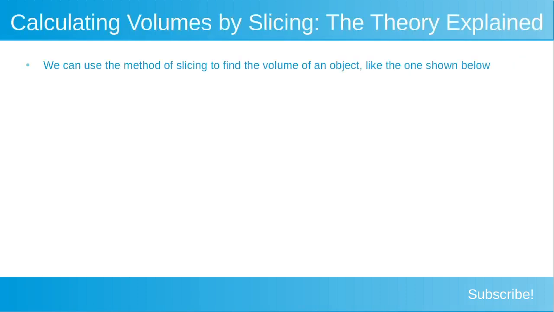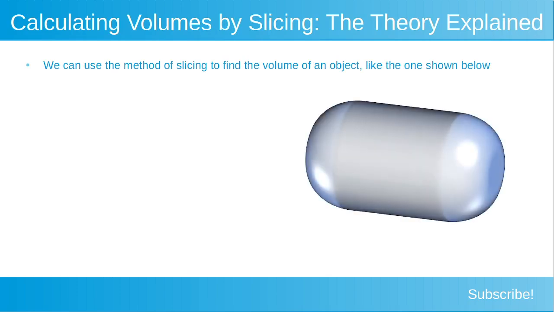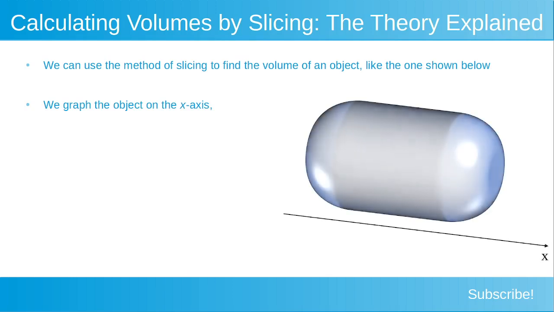We can use the method of slicing to find the volume of an object, like the one shown below. We graph the object on the x-axis, on the closed interval from a to b. So from x is equal to a to x is equal to b.